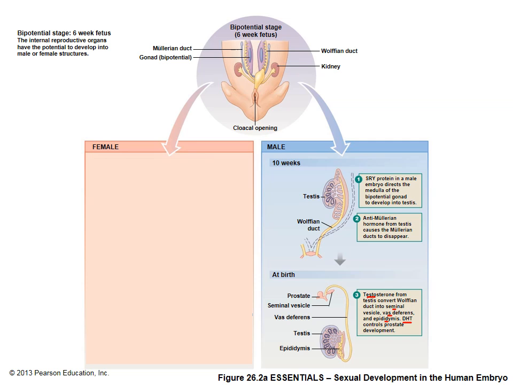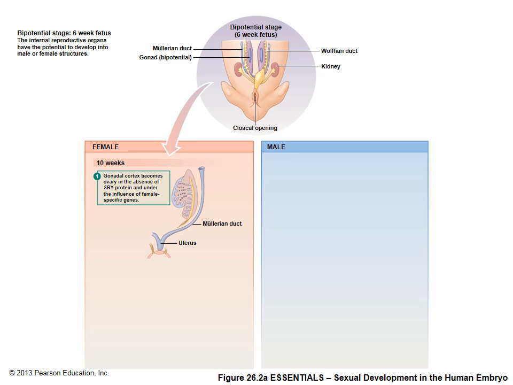But DHT, or dihydrotestosterone, which is a testosterone derivative, plays an important part in prostate development. And it also plays an important part in the differentiation of the external genitalia. So testosterone is very important for the development of the internal genitalia, while DHT is important for prostate development and differentiation of external genitalia.